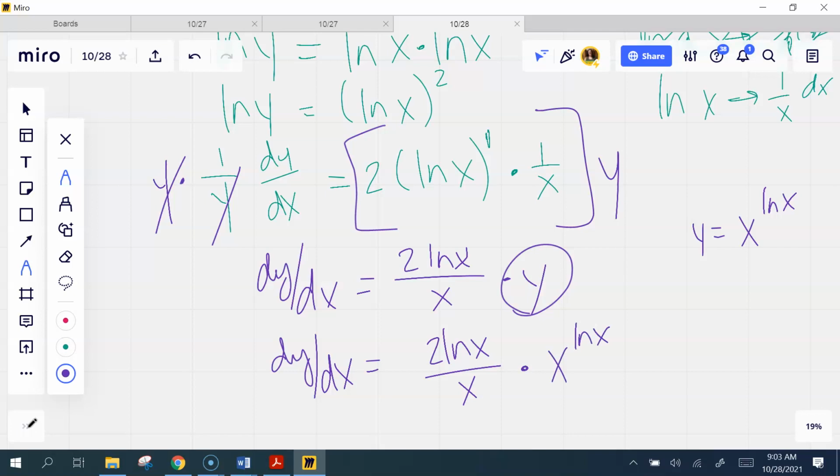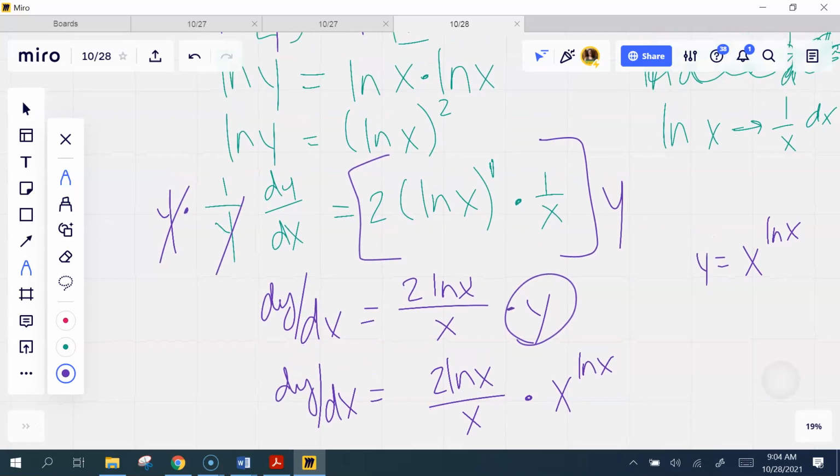Find the derivative of this. So logarithmic differentiation is implicit differentiation. It's using implicit differentiation. Or, you could have written log of x, natural log of x squared. That's not y, though. That's what the log of y equals.